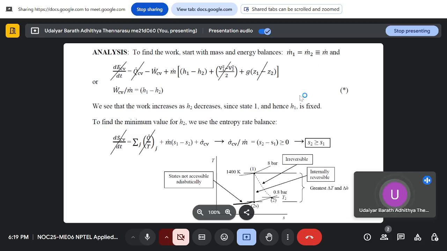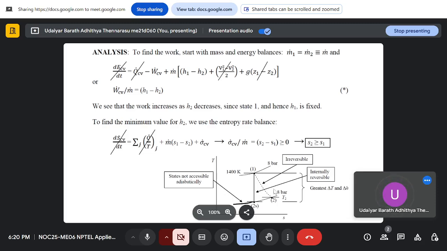Since the turbine is insulated, there is no heat transfer, so Q is 0. Since it's steady flow, there is no rate of change of internal energy, so dE_CV/dt is 0. So your work done is nothing but m dot times (H1 minus H2). To find the maximum value of H2, we use the entropy rate balance.